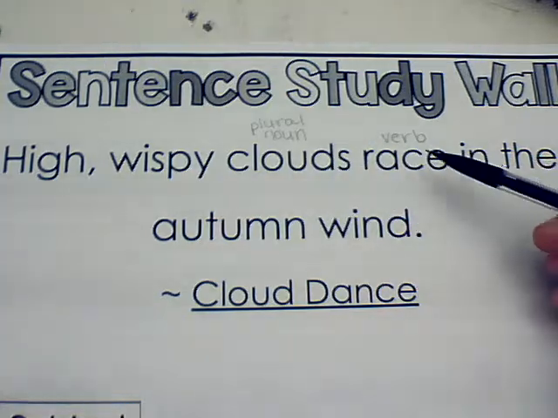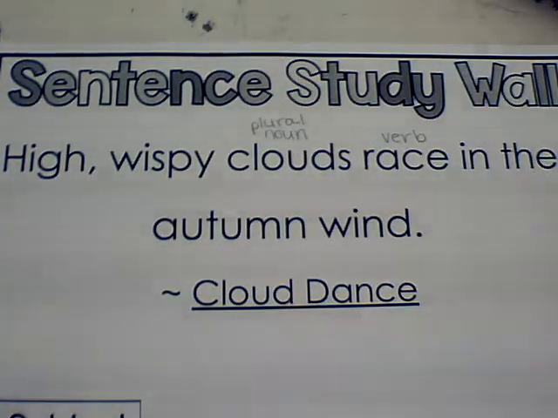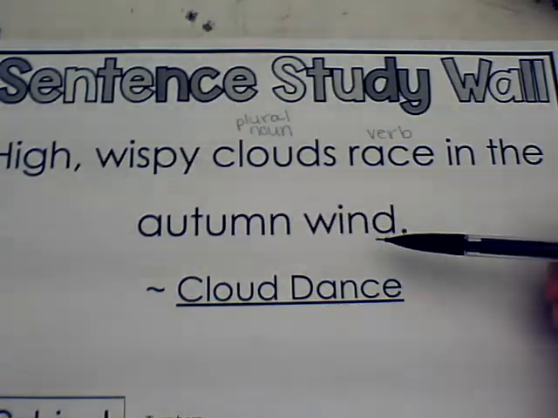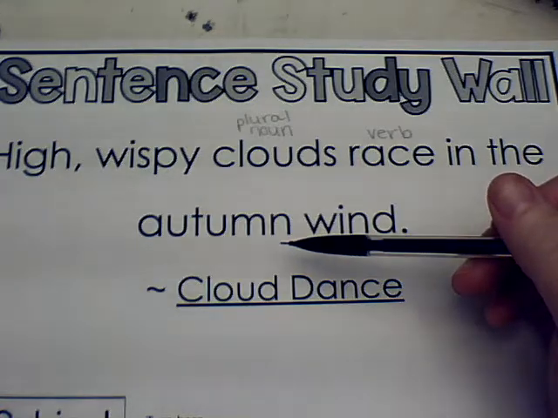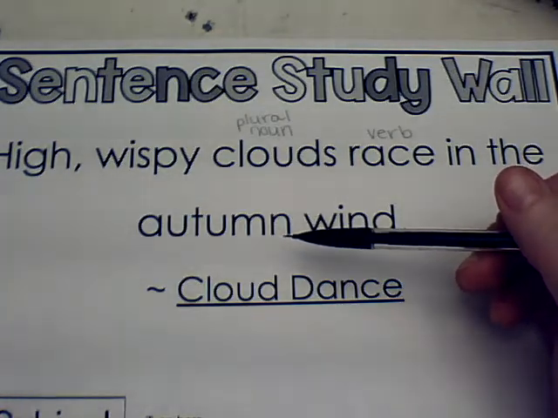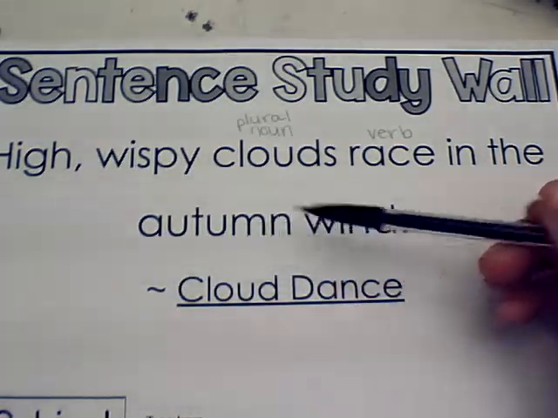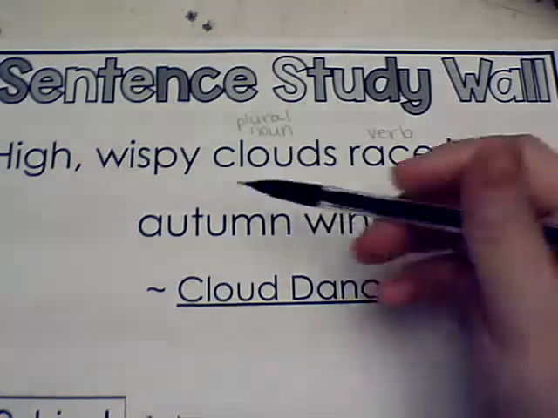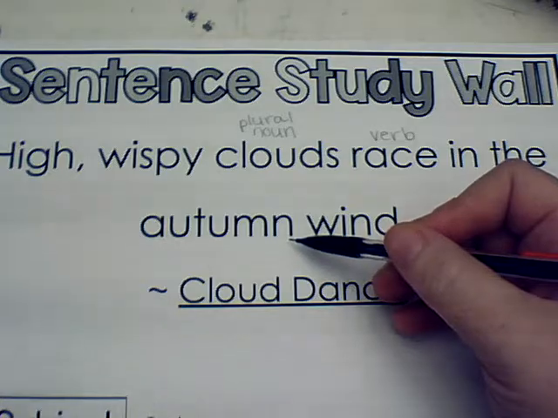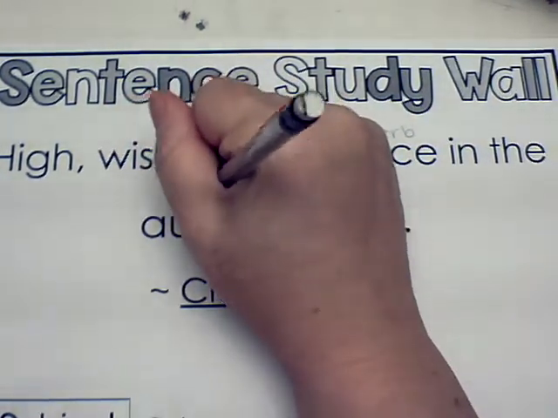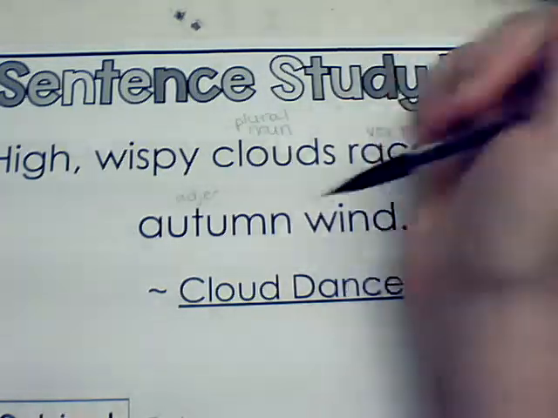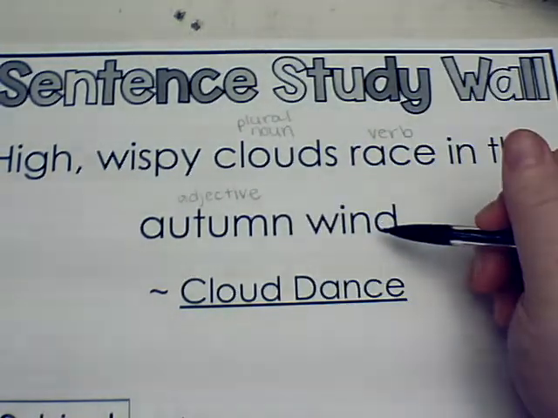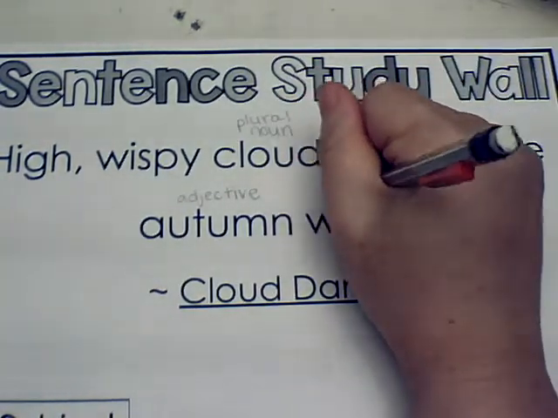High wispy clouds race in. Who knows about that one yet? If I was you guys, I would probably skip that one. The autumn wind. Okay, autumn, I usually think of as a season. Sometimes seasons can be a noun, but this is actually saying an autumn wind. So it's not saying autumn the season, it's describing the type of wind. So if it's a describing word, then it's going to be an adjective. Oops, my pencil broke. And then the word wind is a noun.